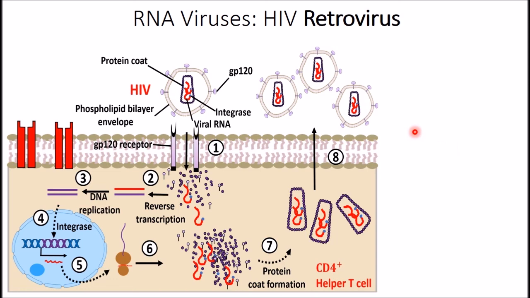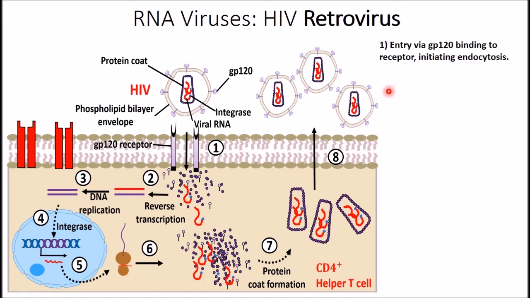But this is going to be the subject of discussion for adaptive immunity. We'll have a lot to say about HIV there, so what I'm going to do here is just go through this pathway. HIV has a phospholipid envelope with glycoproteins associated with it. It has a protein coat, and then it has viral RNA and proteins within that protein coat, such as integrase.